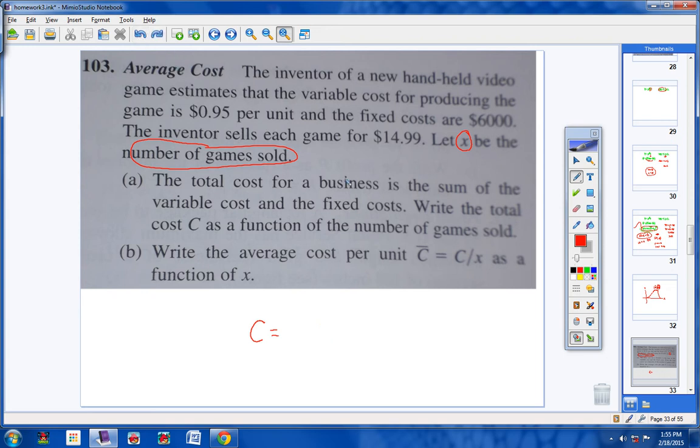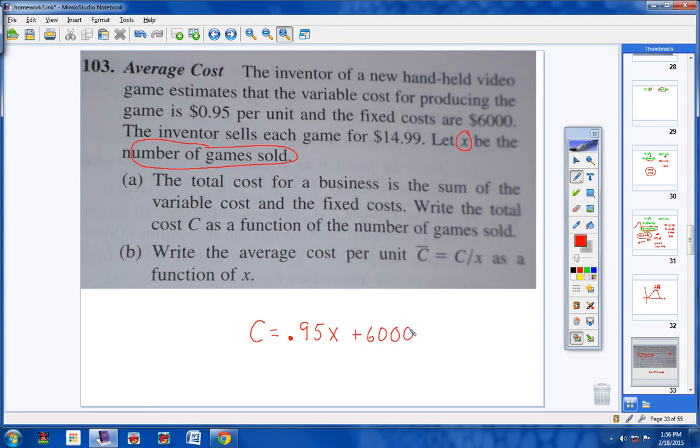Think about it. Their cost is how much per game? 95 cents, correct? So it says right here, the cost for producing the game is 95 cents per unit per game. So I'm going to take 0.95 times what? X. Because every game costs 95 cents. Then you have a fixed cost of 6,000. Maybe that's to buy equipment and to rent the warehouse, whatever. A fixed cost of 6,000. There, I did. I'm done.